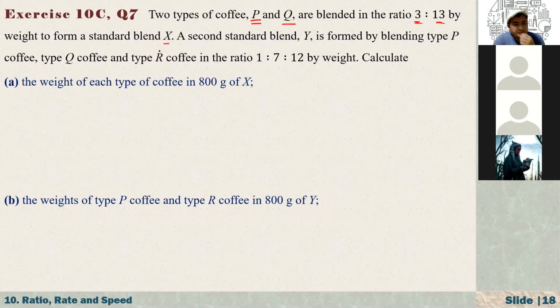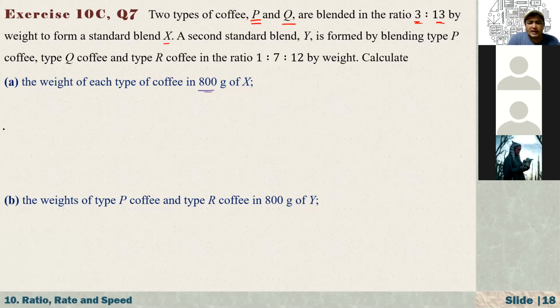Even the temperature, the water, a lot of things. Anyway, here we are just mixing two things, P and Q, and we form standard blend X. A second standard blend Y is formed by blending type P coffee, type Q coffee, and type R coffee in the ratio 1 to 7 to 12 by weight. Question A. Let me change the color. Find the weight of each type of coffee in 300 grams of X.